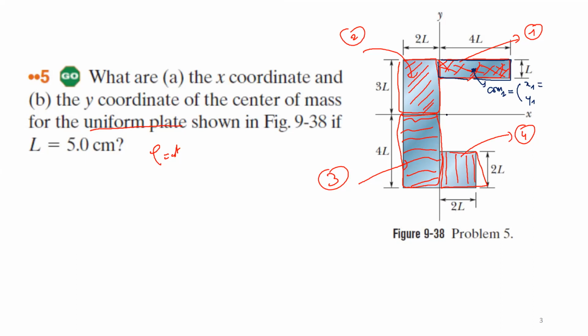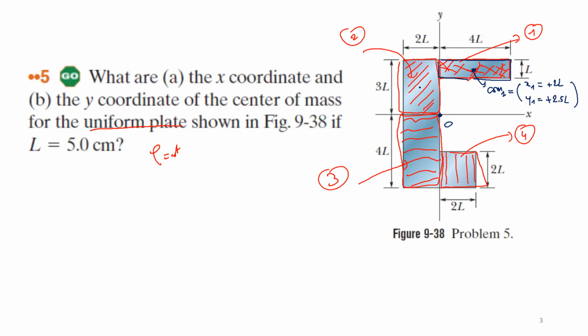So if this is 3, this is what? L. So that means this is 2L. So x1 is easy because this is 0, actually this is my origin. This is the x-axis and this is the y-axis. So my 0 is here. So here x1 is equal to plus 2L and y1 will be equal to what? This is 2L and half L. So plus 2.5L.